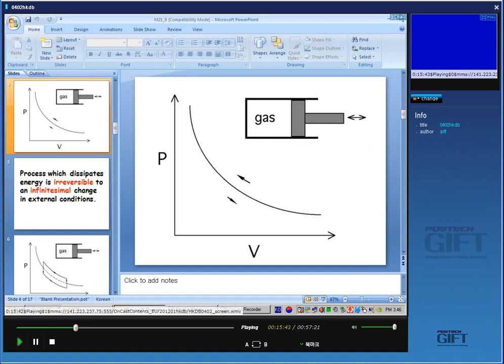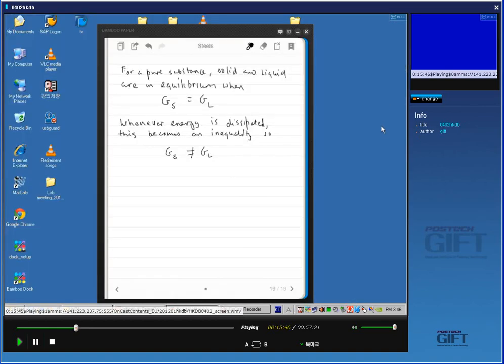So a reversible process is one where an infinitesimal change in conditions can be reversed without dissipation of energy.